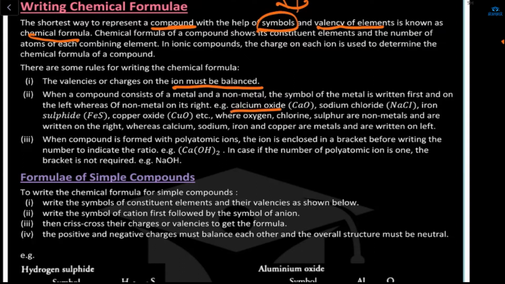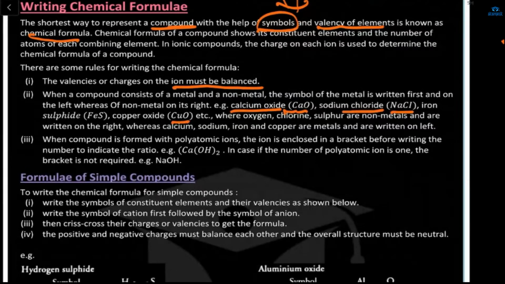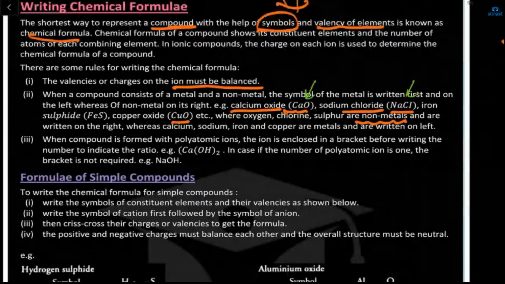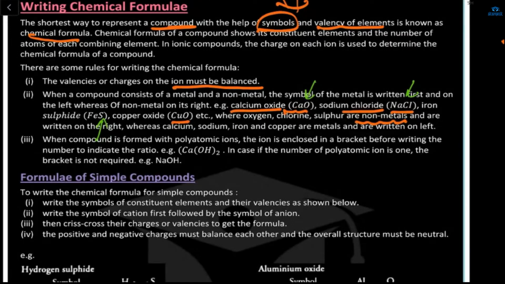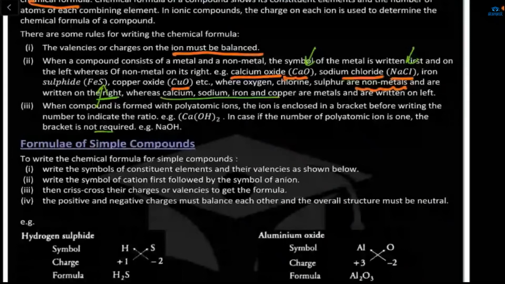If I'm writing calcium oxide, the chemical formula of calcium oxide is CaO. Sodium chloride, we all know, is NaCl. Iron sulfide is FeS. Copper oxide is CuO. Here, oxygen, chlorine and sulfur are non-metals, so they are written on the right side, whereas all the metals are written on the left side.